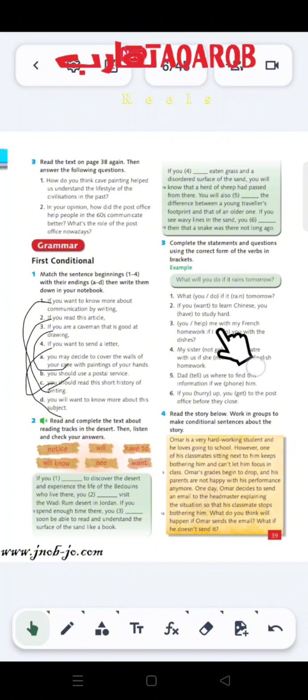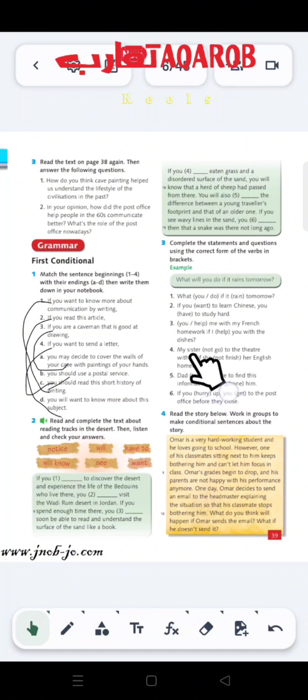3. You help me with my French homework if I help you with the dishes. So here is the main clause at the first. So we must use will with the main clause. It becomes will you help me with my French homework if I help you with the dishes? Here, help stays as it is. So if I help you with the dishes. And the first clause, will you help me?